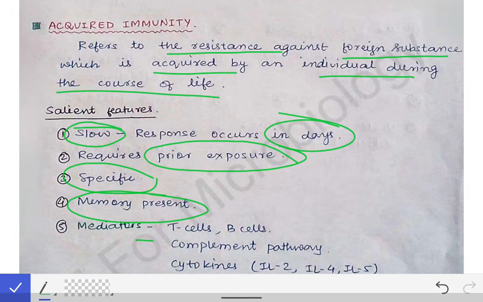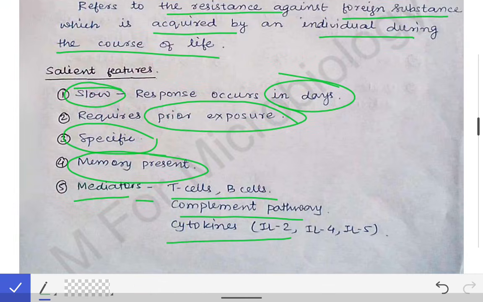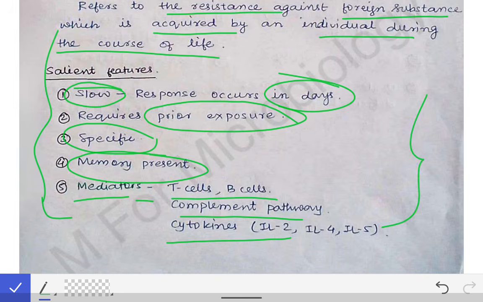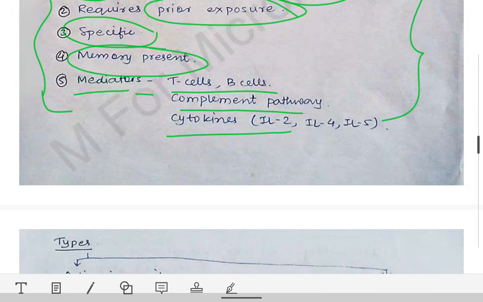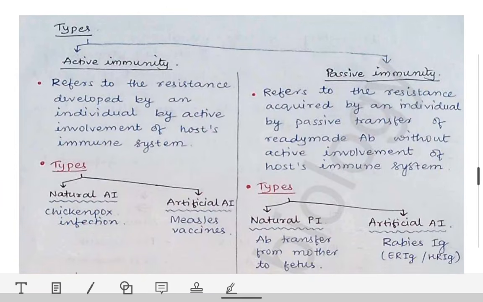Then the mediators of the acquired immunity are the T cell, B cell, the complement pathway, and the cytokines. We will read about all of them in upcoming lectures. So these are all the salient features of the acquired immunity. In the university exams, they may ask you the difference between the innate and the acquired immunity. Then you should know the salient features to describe the difference between the two.